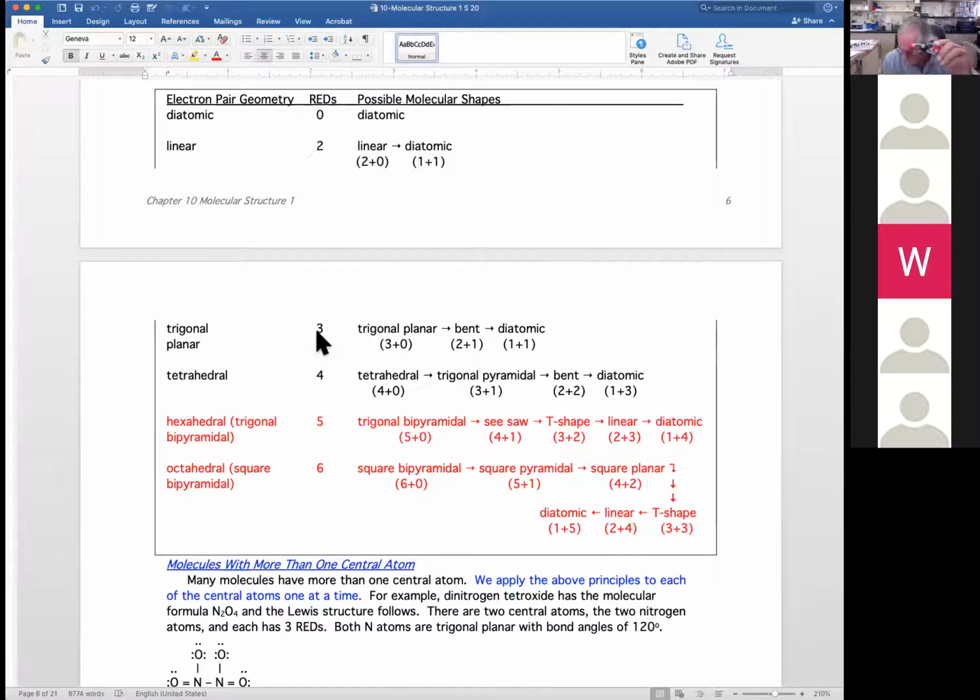Let's do this one, for example. So this would be linear, right? That black central atom has 2 regions of electron density. Now, if I take one off, it simply becomes diatomic. We don't count non-binding electrons, right? There is no central atom, so it's simply diatomic.